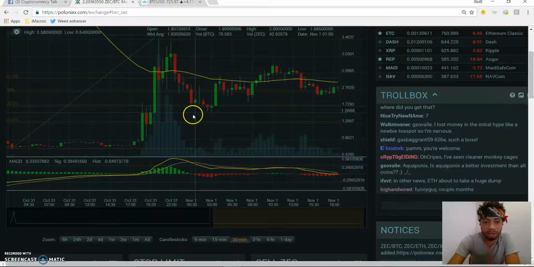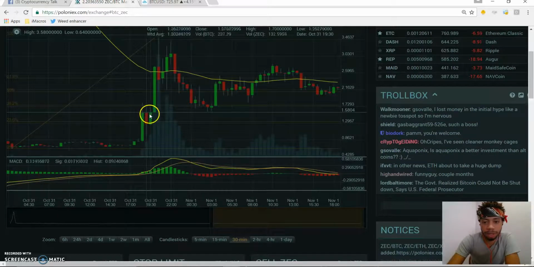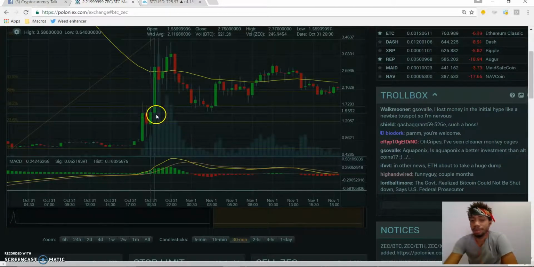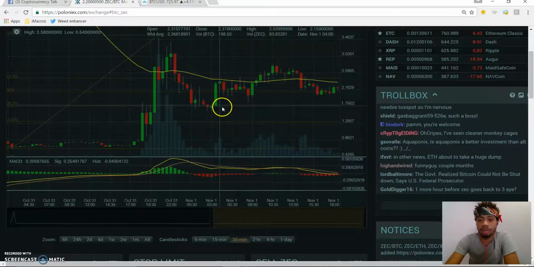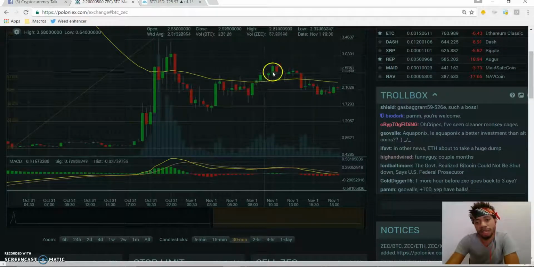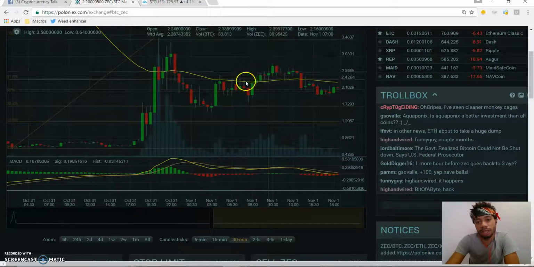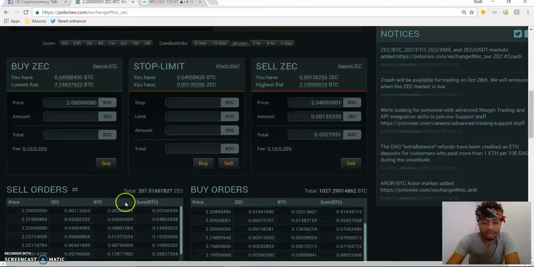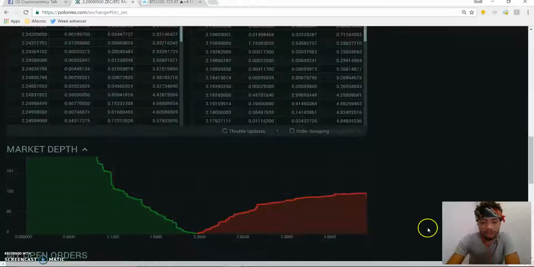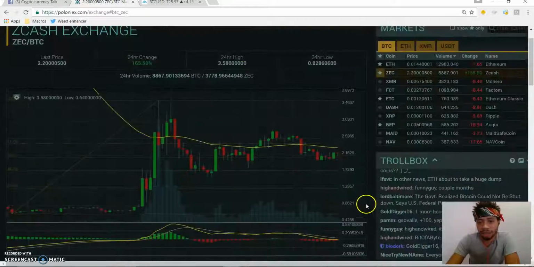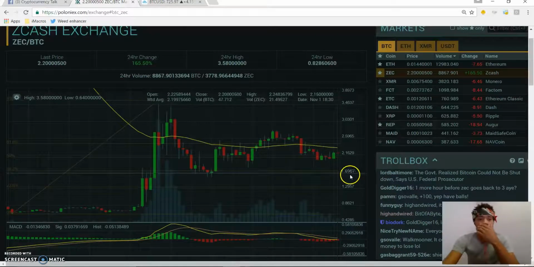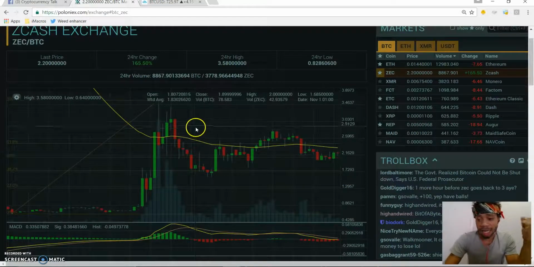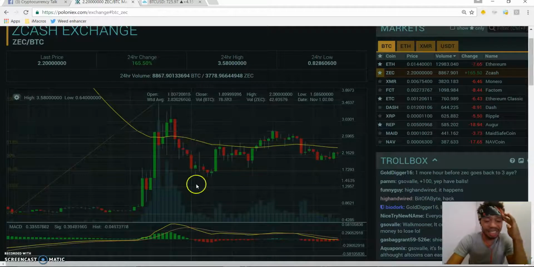Look at what 1.5 is. Right here. So it could come down here. I'm guessing it probably will. It kind of looks like it's gonna be a head and shoulders right here. Yeah, shoulder, head, shoulder. So I'm thinking it's probably gonna come back down. I might cancel this order and move it down some because it looks like it's gonna come down some more. But that is my Bitcoin and Zcash.